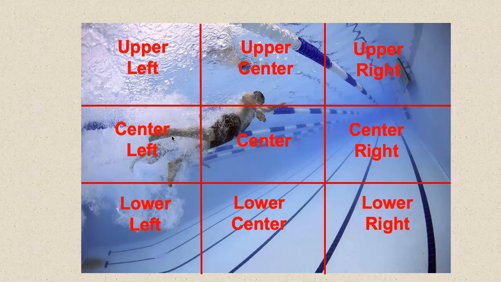Where are most of the bubbles? There are bubbles all along the left side, mostly in the upper left section, with a few in the upper center. What are some literal observations we can make about this scene?